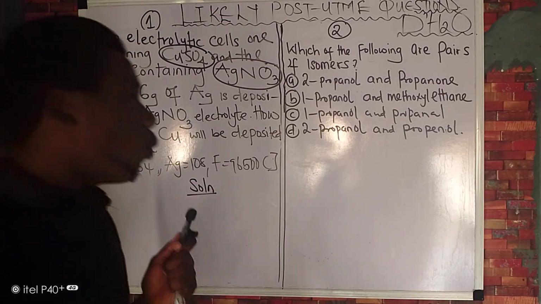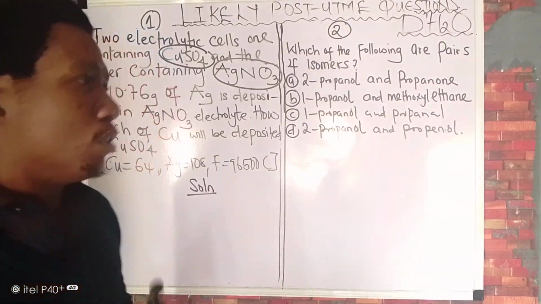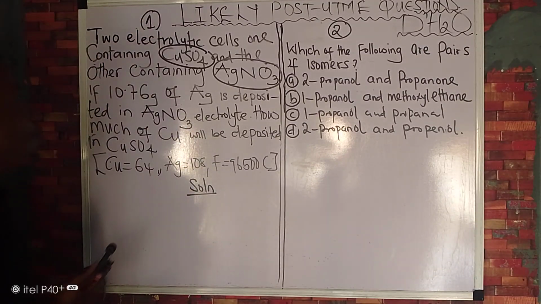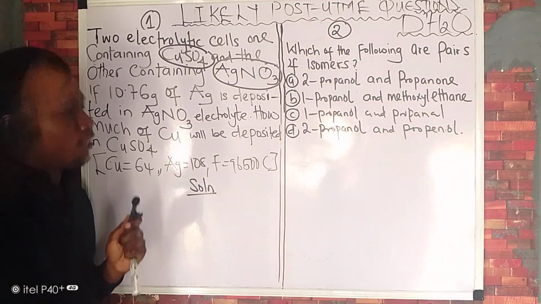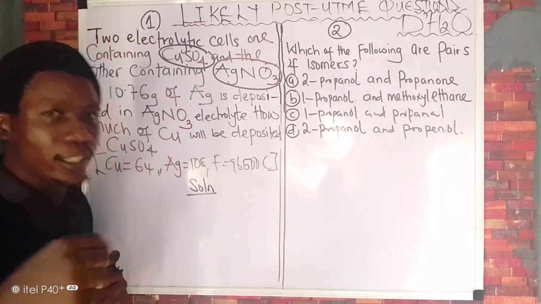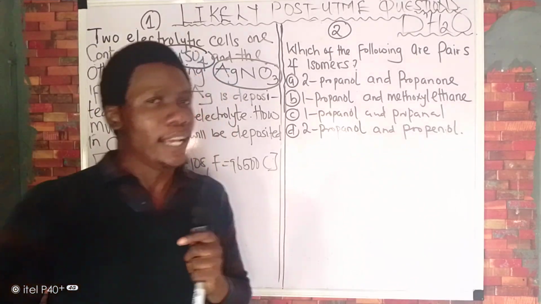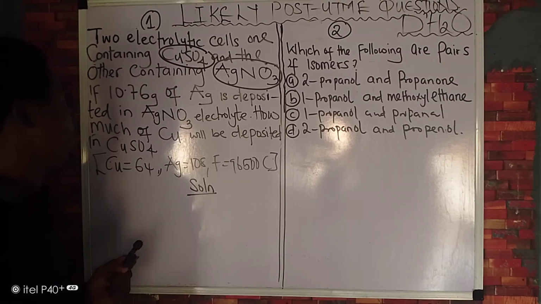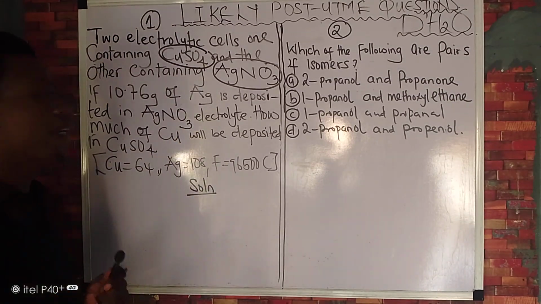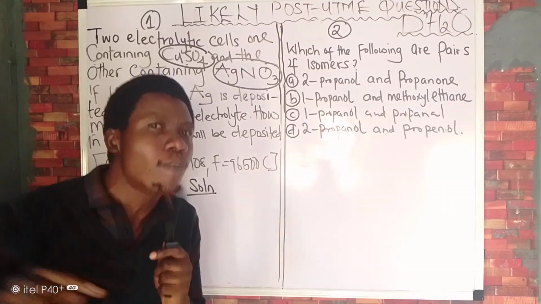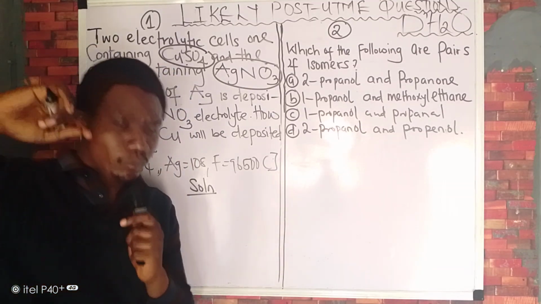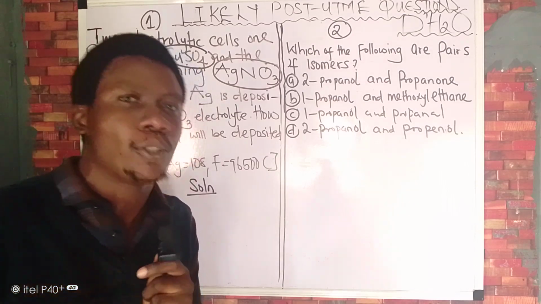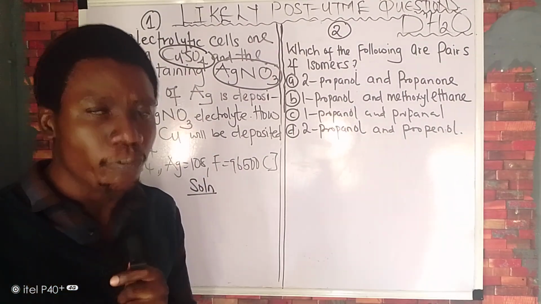Okay, now what does the second law talk about? According to the second law of Faraday, it states that if the same quantity of electricity is passed through different electrolytes arranged in series, that is to say, both electrolytes must be in series, then the relative number of moles of the ions deposited is inversely proportional to the charge on the ions of the element.